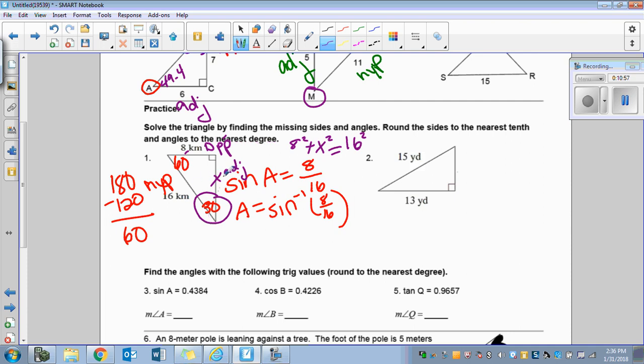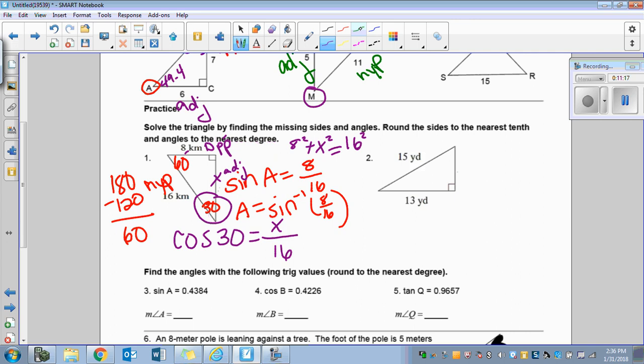So which trig function uses adjacent and hypotenuse? Look up there. Sine, cosine, or tangent. Cosine of 30 degrees equals my adjacent over my hypotenuse. You could have done a different trig function. You could have used tangent. Sine would not have helped you.